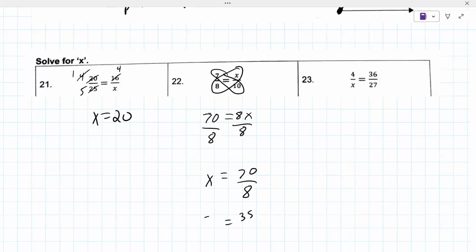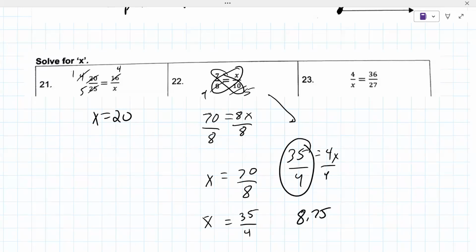Couldn't you reduce the 8 and the 10? Sure. That becomes 4 and 5. And so then it's 35 equals 4x. So you divide by 4, and you get 35 over 4. That's what I was trying to figure out. So 35 divided by 4. I thought it would be 8.75, and it is. You can just leave it like that, depends on what the teacher wants.